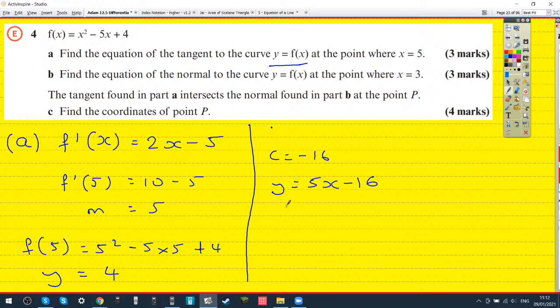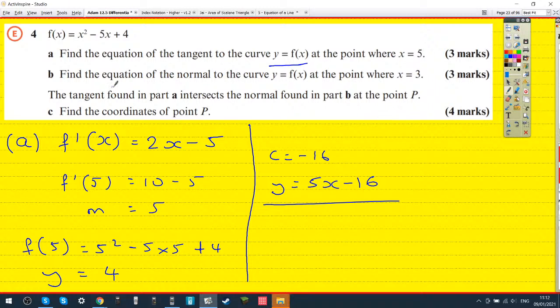And so I think what I'll mention to you now is, have you seen before y minus y1 equals m times x minus x1? I don't think so. Ah, right. So I didn't bother with it. No, I'm happy with what we have here.